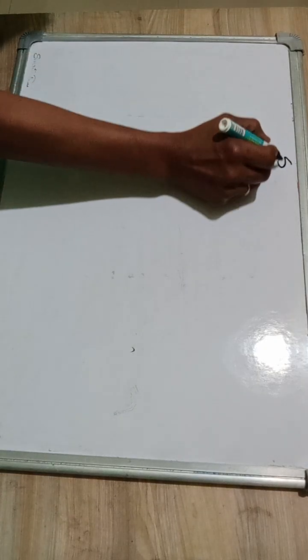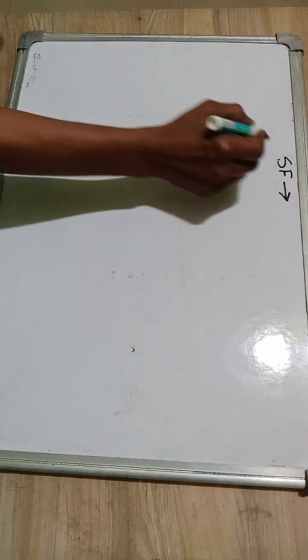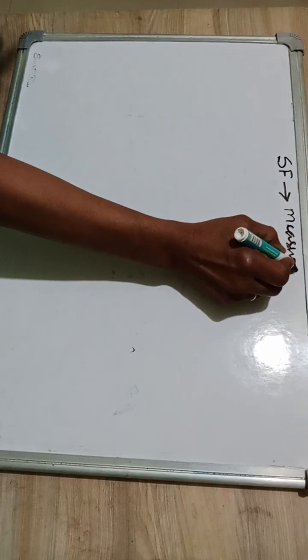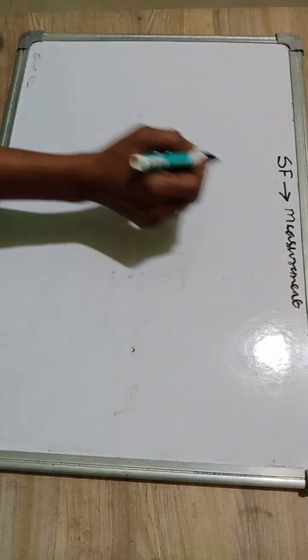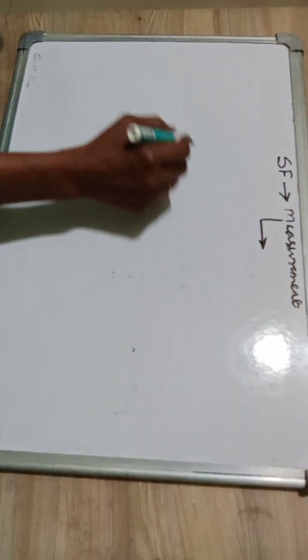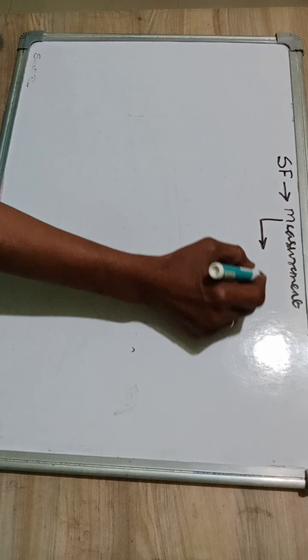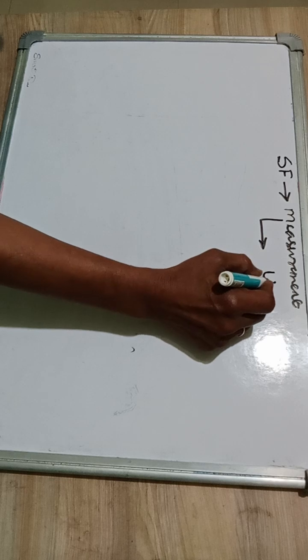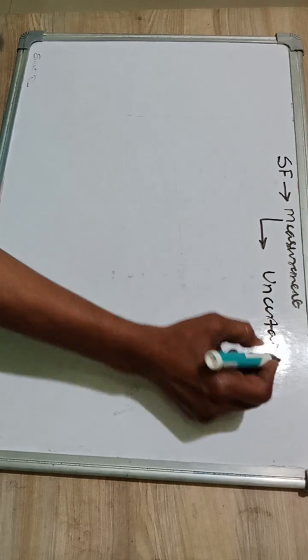Today we'll study significant figures. Significant figure is linked to our measurement. As we have discussed, every measurement is associated with certain error. Error is some uncertain value.